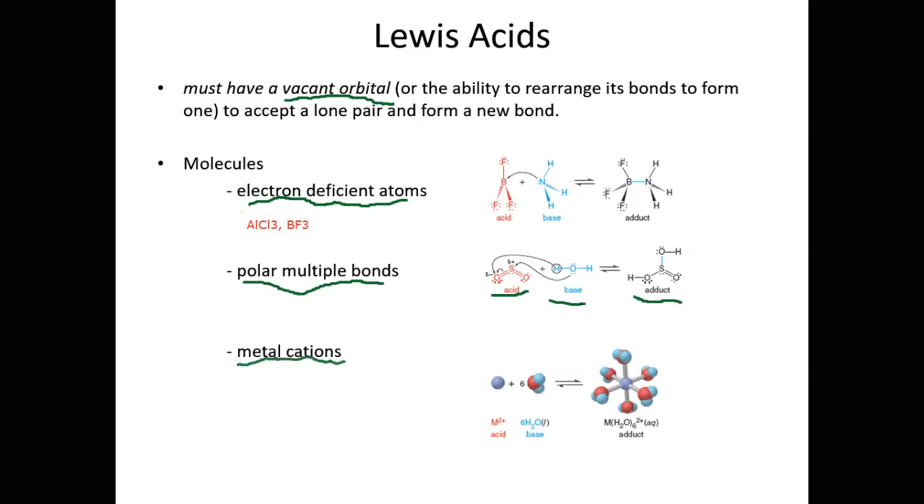And then, of course, metal cations. Metal cations are Lewis acids. The metal is electron poor. When you put it in water, the water is electron rich, so it donates a pair of electrons, and then you get your hydrated species. So these are the three main groups of Lewis acids.